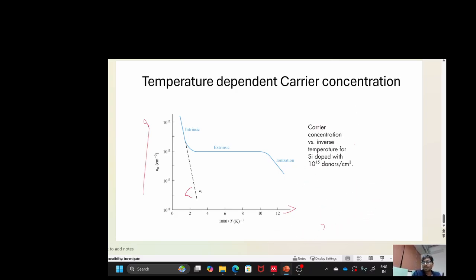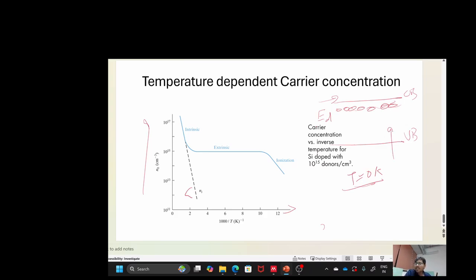As we have seen, this is the ED, the donor level. Okay, at T equal to 0 Kelvin, all these states will be filled, so there won't be any carrier concentration in the conduction band. This is the conduction band, this is the valence band. There won't be any carrier concentration in the conduction band, because at T equal to 0 Kelvin all the charge carriers are immobilized, and they are not ionized here.